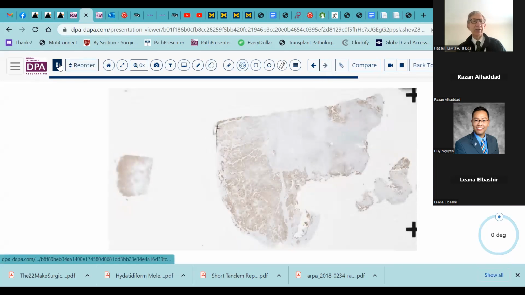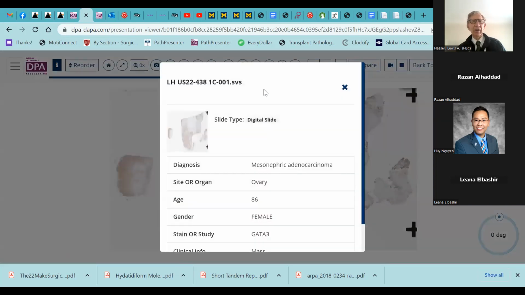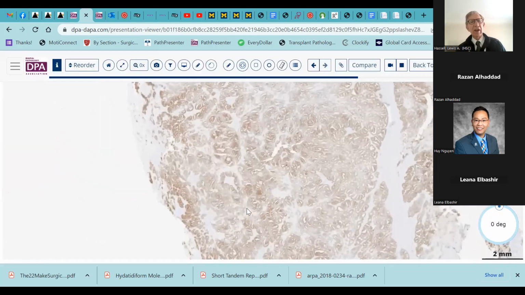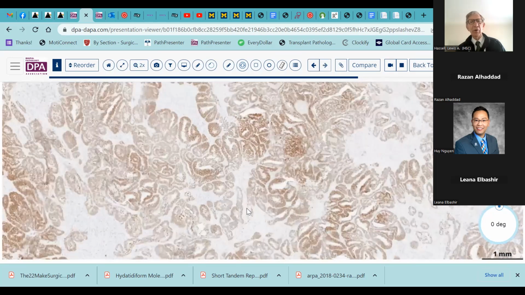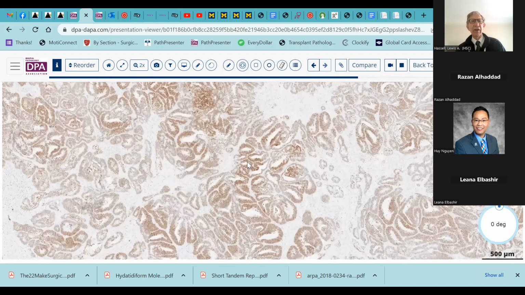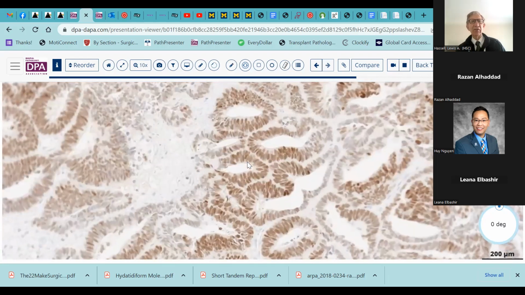Here is, I believe, GATA3. Yes, you can see there. And so if you can think of and remember to do GATA3 when you have a hormone negative, PAX8 positive tumor, you'll pick up most all of these cases. And here you can see this is a nice strong positive in this situation.